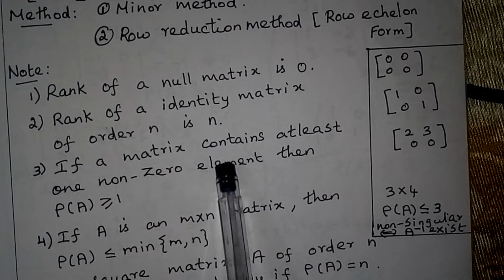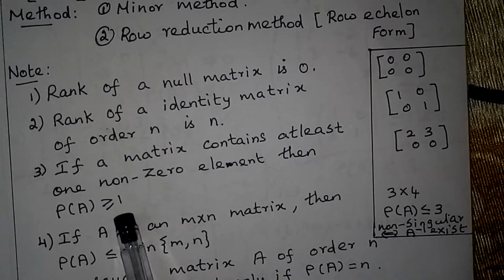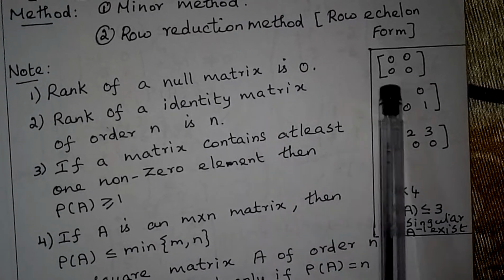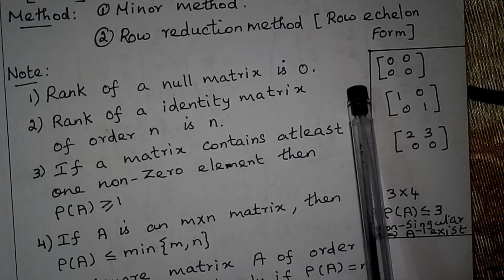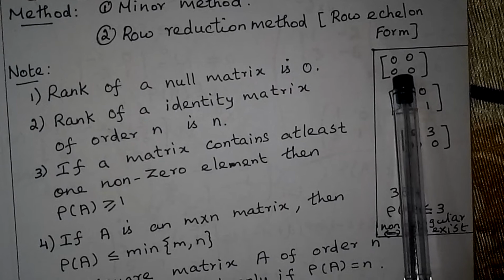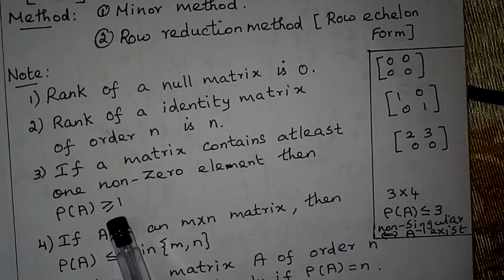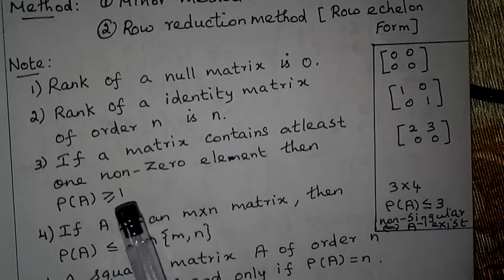Then, if a matrix contains at least one non-zero element, then the rank of A is greater than or equal to 1. Listen, only for a null matrix, where all the elements are 0, is the rank 0. For all other matrices, where at least one non-zero element is there, it is not a null matrix, so its rank will be greater than or equal to 1. It may be 1 or greater than that.